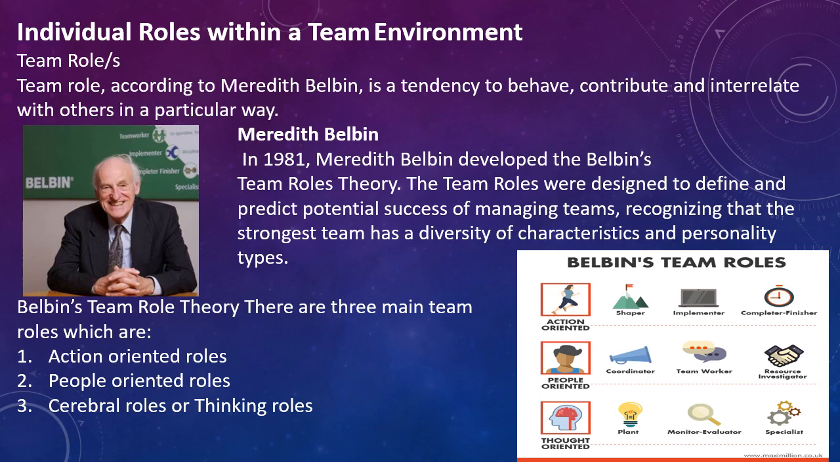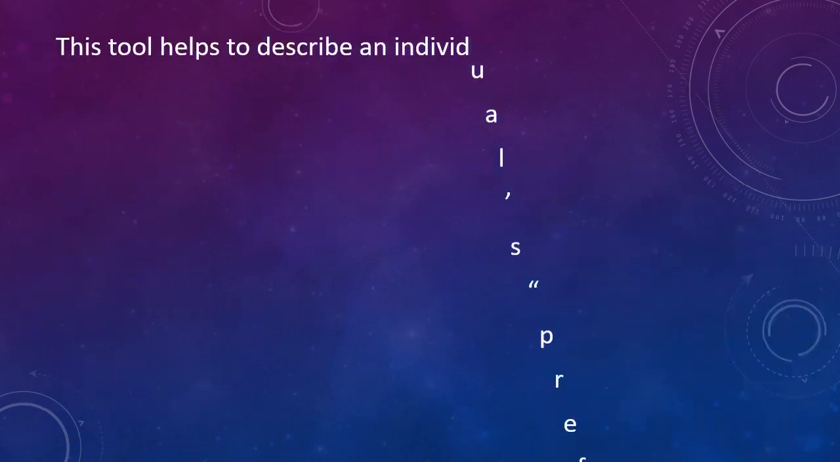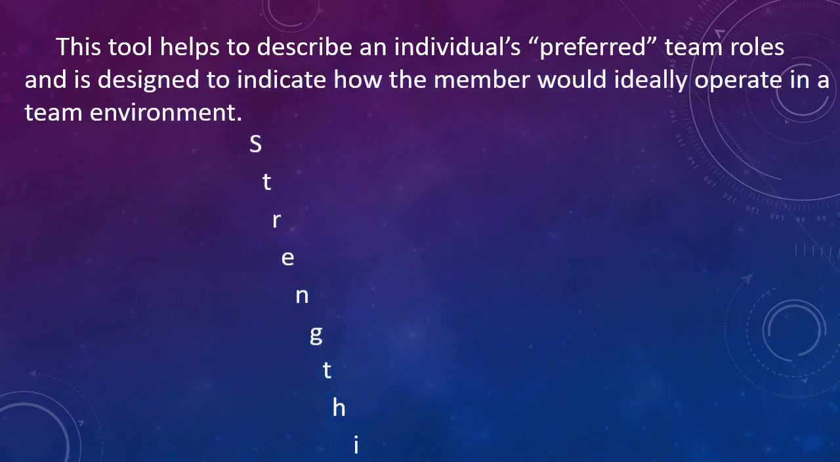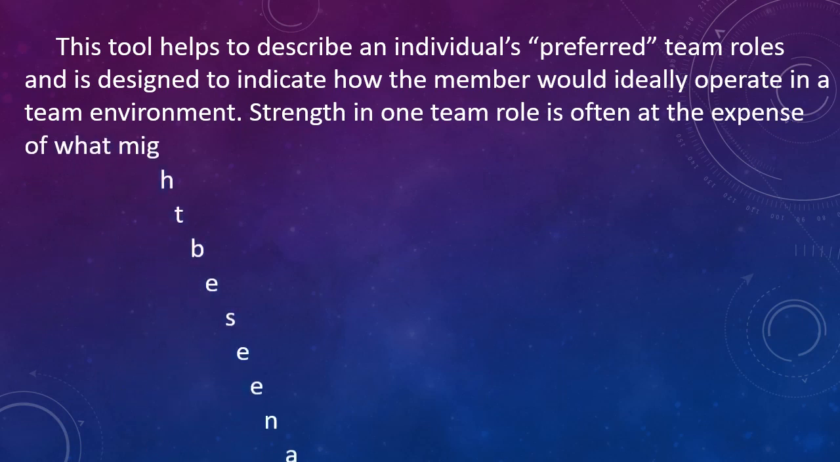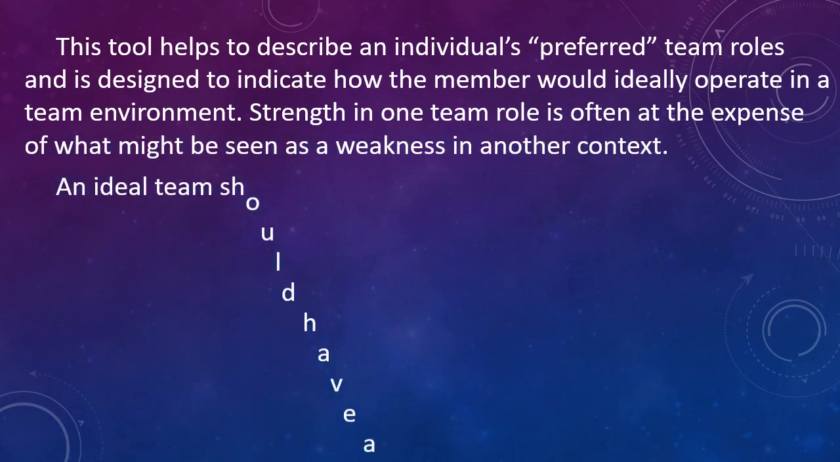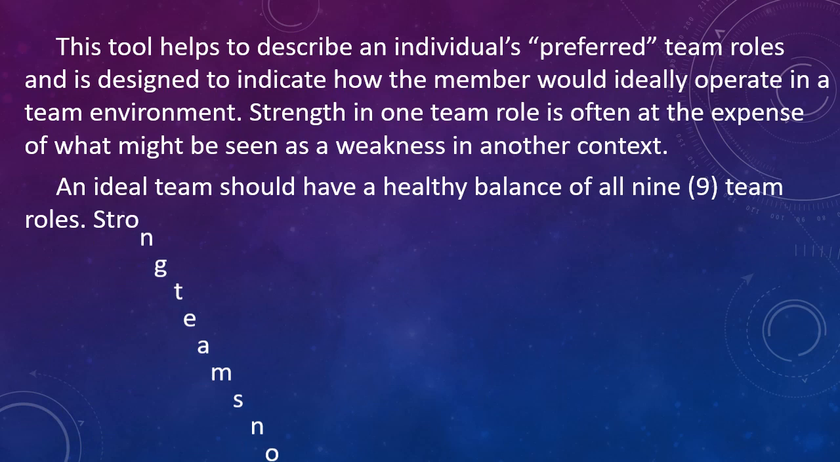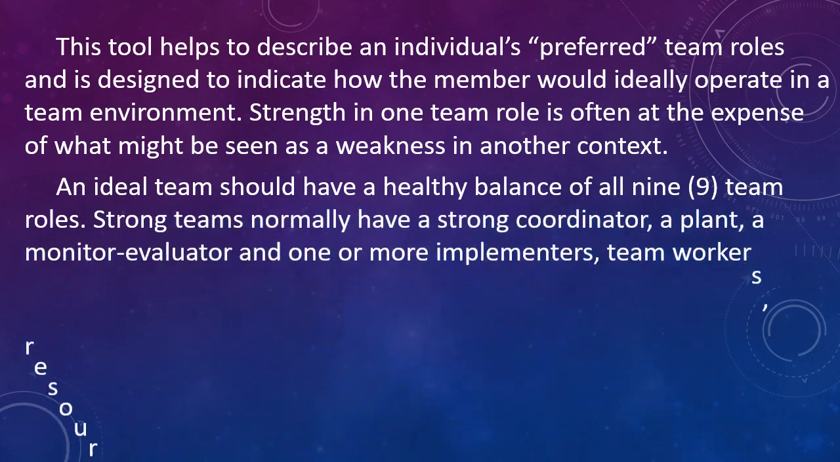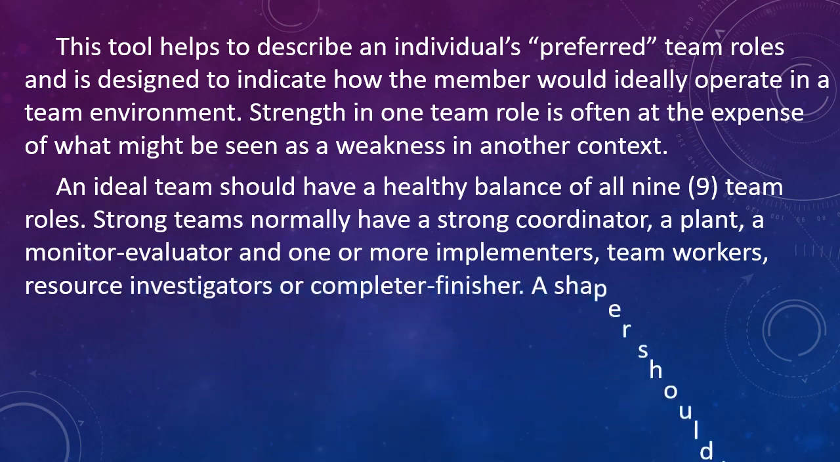Belbin's team role theory. There are 3 main team roles, which are 1. Action-oriented roles. 2. People-oriented roles. 3. Cerebral roles or thinking roles. This tool helps to describe an individual's preferred team roles and is designed to indicate how the member would ideally operate in a team environment. Strength in one team role is often at the expense of what might be seen as a weakness in another context. An ideal team should have a healthy balance of all 9 team roles.